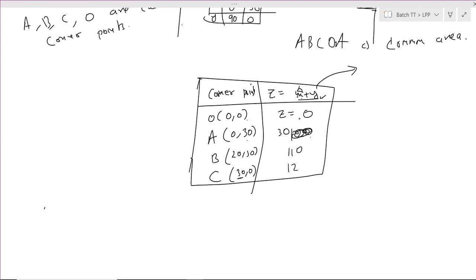So you just have to look at the maximum value. The maximum value is at C. So the answer will be 30, 0, the corner point C. Is it clear?